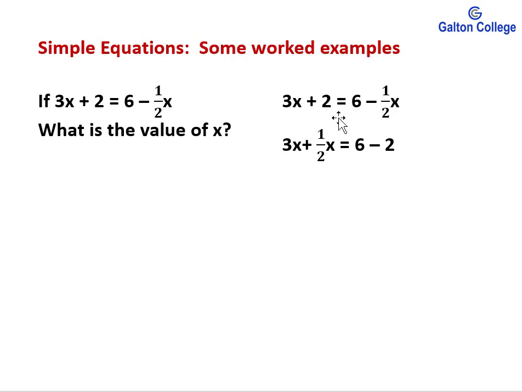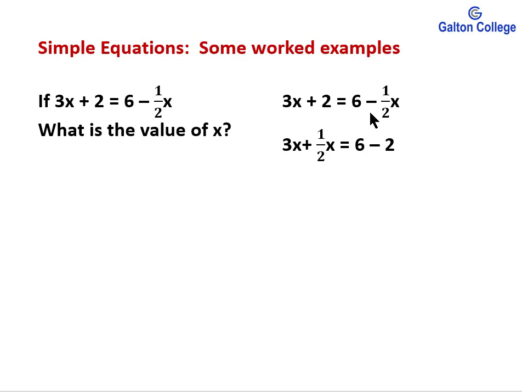So we've got 3x plus 2. If I take the half x here, add half an x, I'd get rid of that. So what we've got now is 3x plus half x. We've added half an x here to get rid of that, so we add it on the left hand side. Added there. You add it here, it drops out.